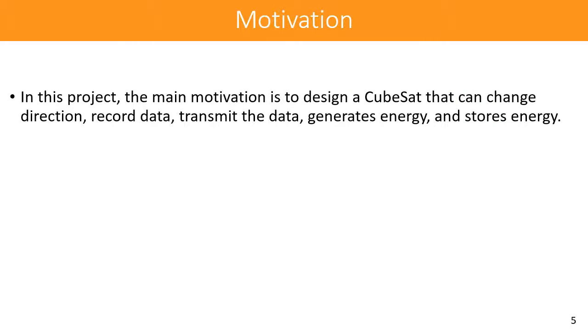The main motivation of this project is to design a CubeSat that is capable of changing direction, meaning that it will have a thruster, that it can record data, for example video recording, or take pictures, and that it can transmit that data back to Earth. Also, it will be capable of generating energy with a photovoltaic panel, for example, and capable of storing that energy.